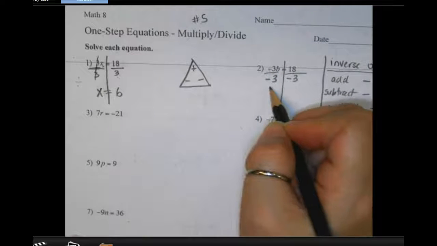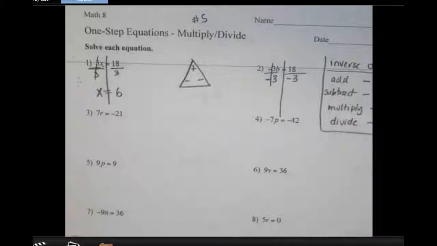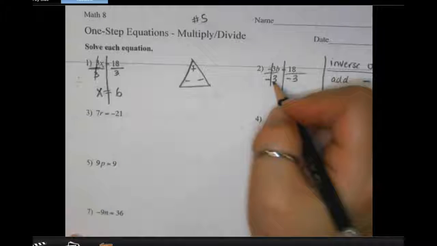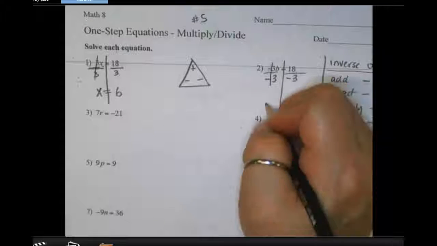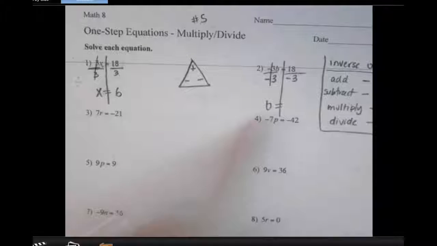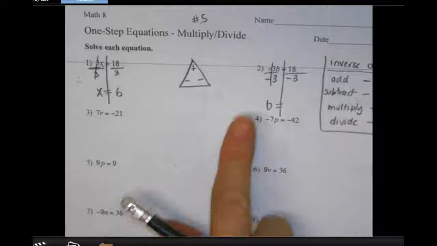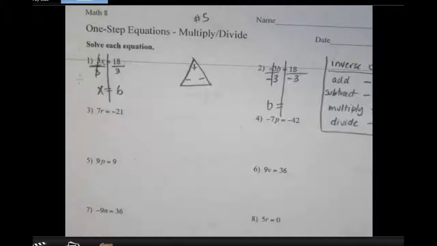-3 divided by -3 is going to be what? 1. It's 1. 3 goes into 3 once. So I'm going to let Juan hide, and I'm just going to bring down my b is equal to. I know that it's b. It's 1b. How many b's are there? 1. So it's 1b. But Juan is shy, so we let him hide.